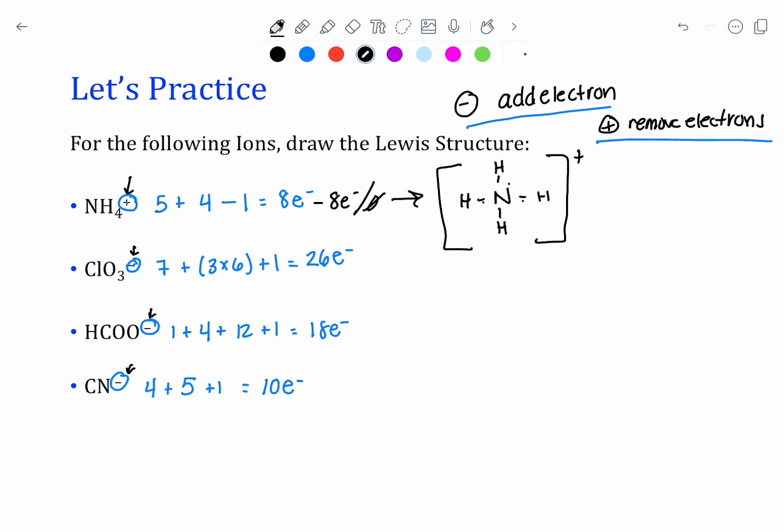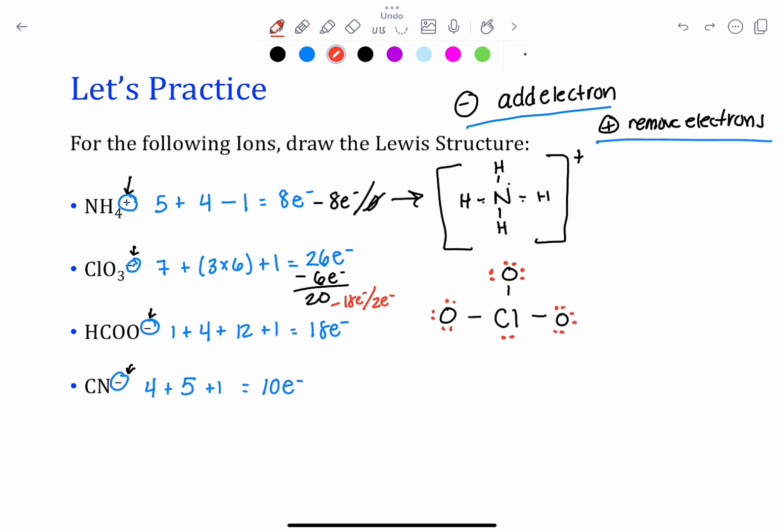Okay, let's try ClO3-. Let's see, we have Cl as our central atom. We have O's that surround it with bonds. So I've used up 6 electrons. I have 20 left. I'm going to use those 20, 2, 3, 4, 5, 6, and put those on my oxygens to complete their octets. Each oxygen only had 2. Now with their lone pairs, I've completed their octets. I used 18 electrons to do that, so I have 2 electrons left. Those 2 electrons are going to go on my chlorine to complete its octet, right there.